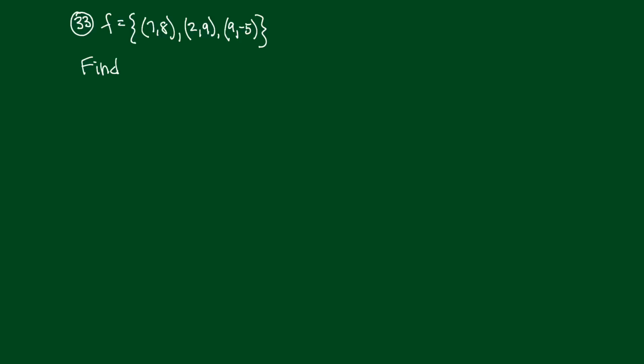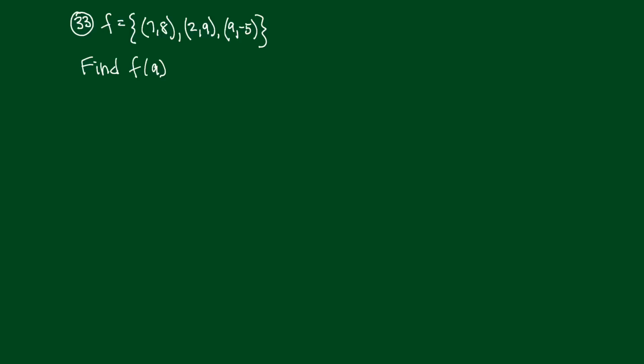33, we're given the function now by a set of ordered pairs. The last few problems that we've done, the function was given by symbolic expressions, but now we're just given the function in a different way, and we're asked to find f of 9. So we want to find, if we put in a 9, what do we get back out?